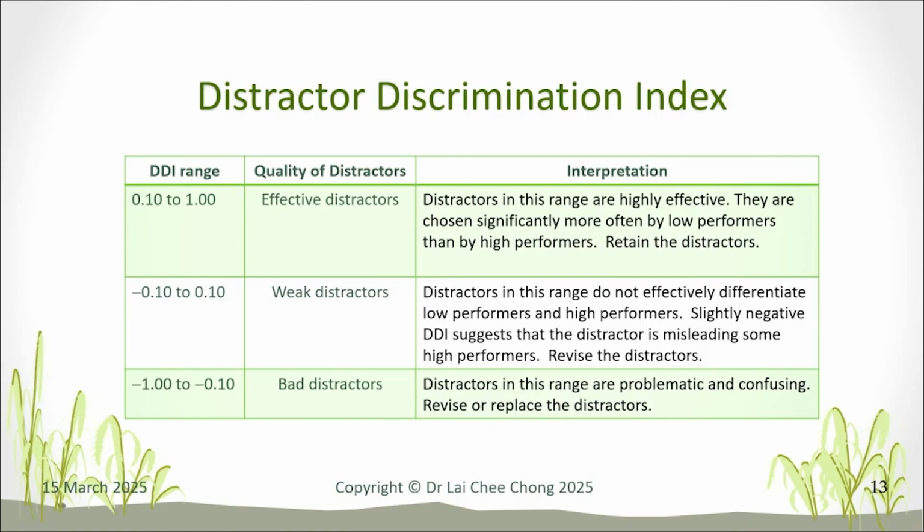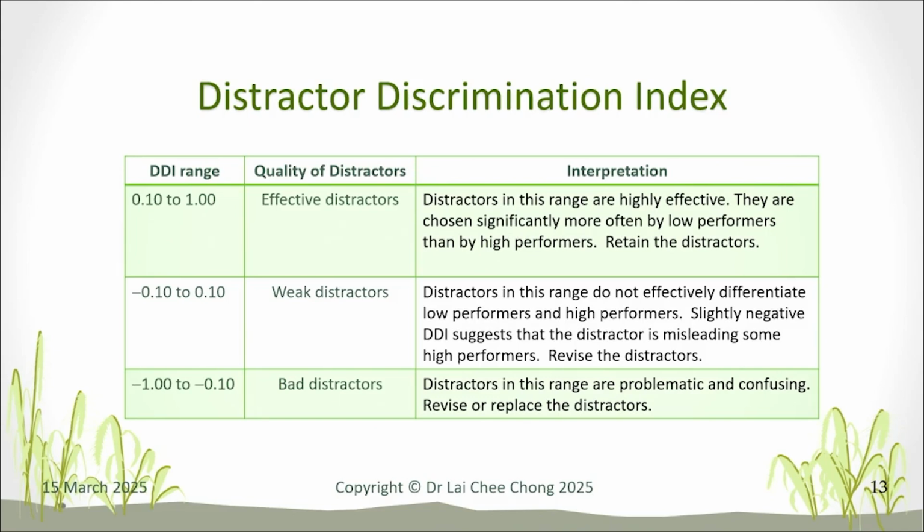It's a good one. But where you have something like negative 0.1 to 0.1, it is considered a weak distractor. That means it's not effective at differentiating the low performers from the high performers. So, slightly negative success means this distractor may be misleading to the high achievers. So, you may need to revise it. So that's the meaning of it, okay?